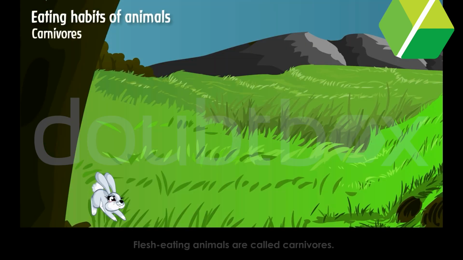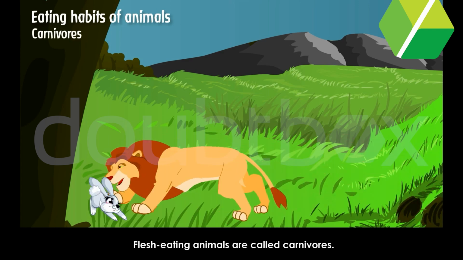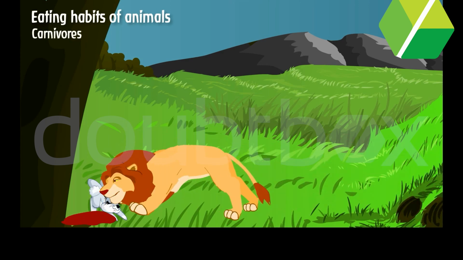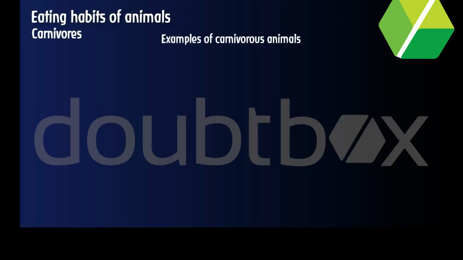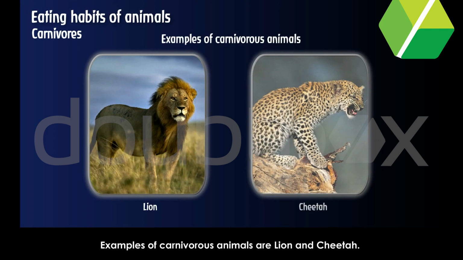Carnivores. Flesh-eating animals are called carnivores. Examples of carnivorous animals. Examples of carnivorous animals are lion and cheetah.